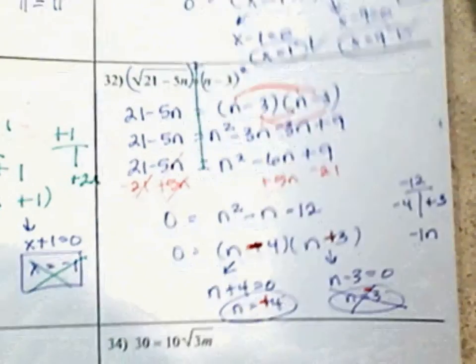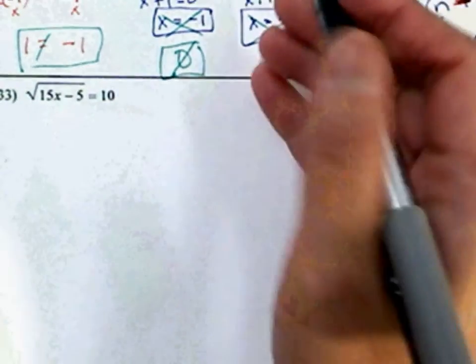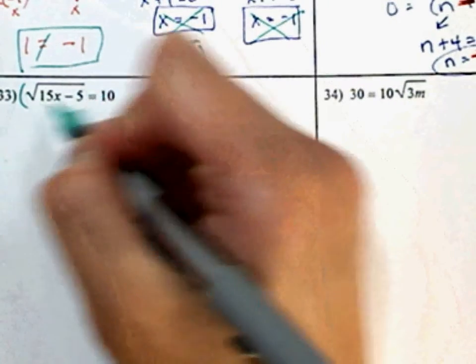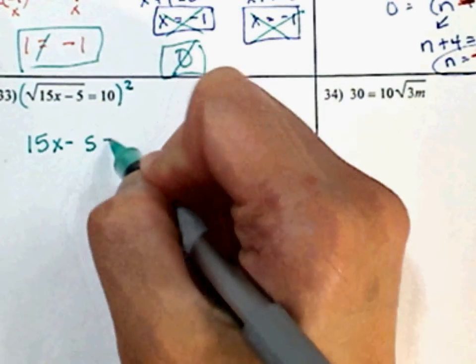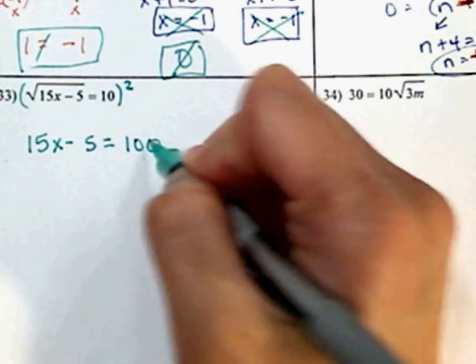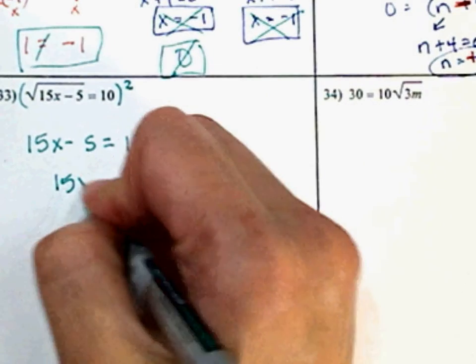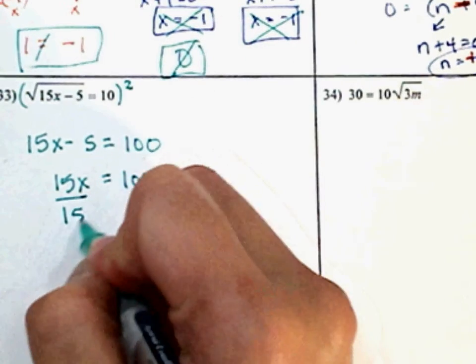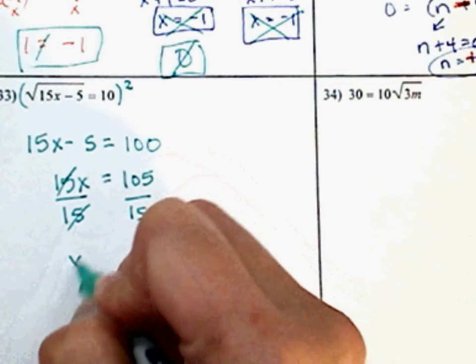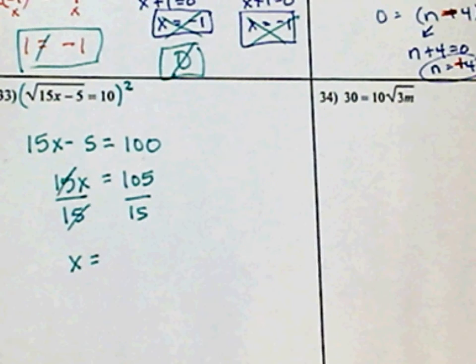Number 33. Let's solve. You got a radical equal to a number, so let's just square the whole thing. So now you have 15x minus 5 equals 10 squared, which is 100. Add 5 to both sides. So that gives you 105. Divide by 15. So x is equal to 105 divided by 15, which is 7.